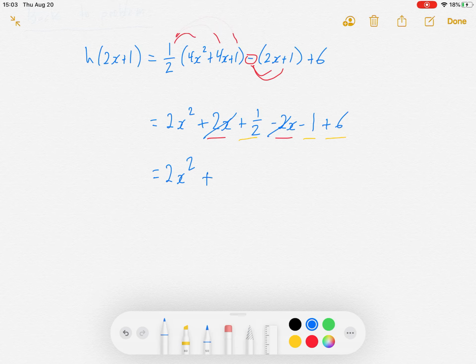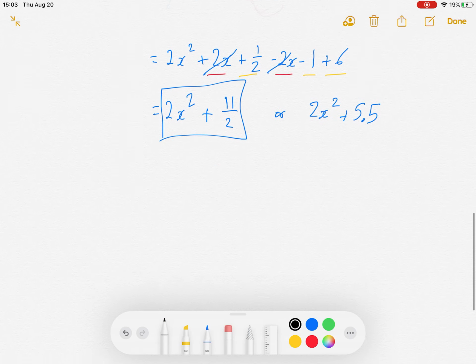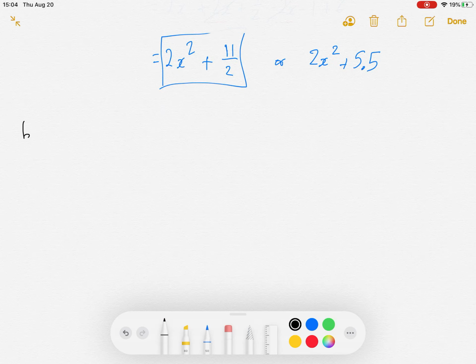which is 11 over 2, or you could write it like this. I prefer fractions whenever possible. It makes the answers just a little bit cleaner, but that would be my answer. Okay, so we just evaluated this function using an expression. Okay. Let's do another one, and I'm actually going to do a couple things with this one.